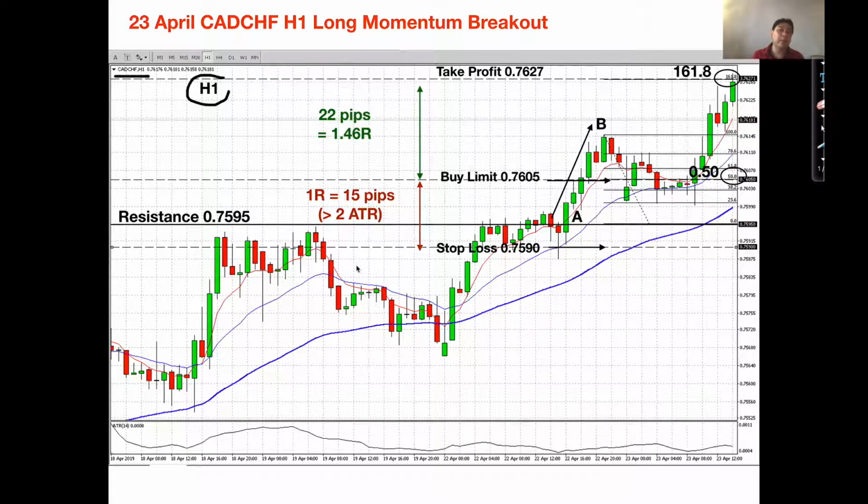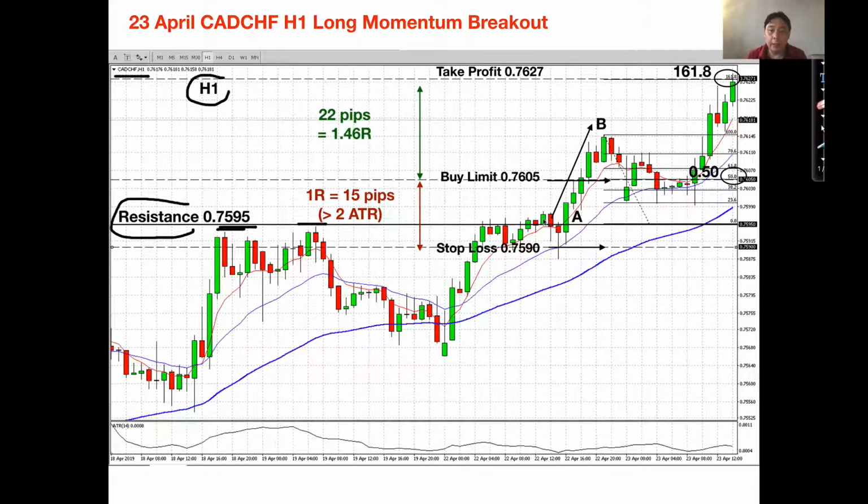So the first thing I do is I draw the level of resistance. I saw very clearly there was a level of resistance at 7595. So you can see there's a resistance over here, and I drew that level of resistance, waiting for a clear move or breakout above that resistance.